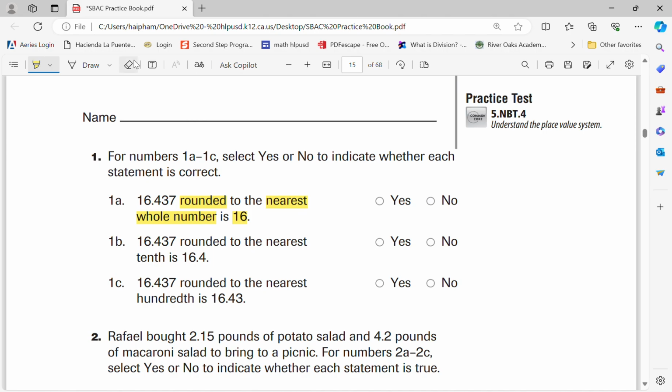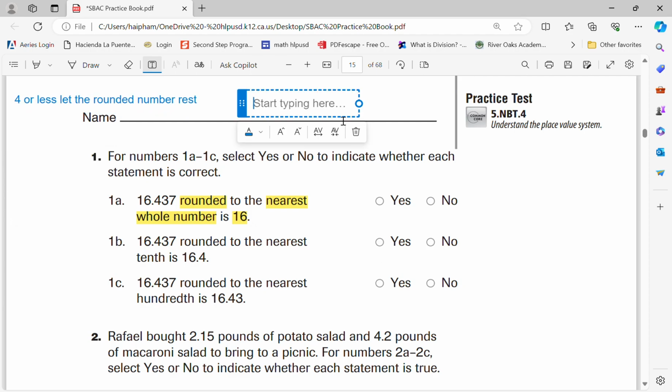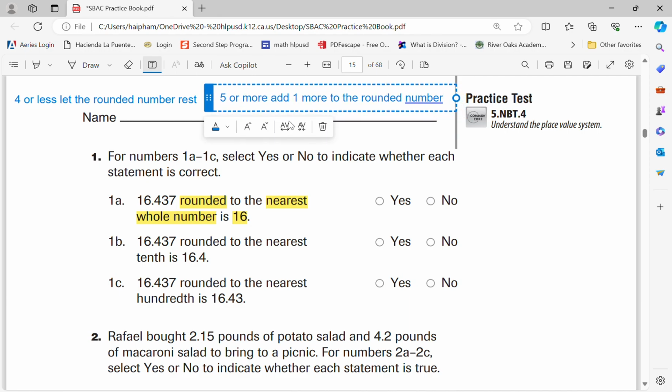We have the word rounded. Let's remember the rules to rounding. When the number is 4 or less, we will let the rounded number rest. And when we have 5 or more, we need to add one more to the rounded number. Okay, so 4 or less, let it rest. 5 or more, add one more.